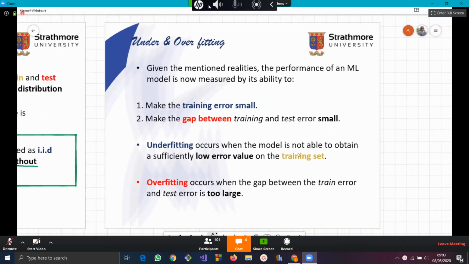So back to under and overfitting. What do we want? Given the mentioned realities, the performance of a model is measured by, number one, a small training error. It must reduce in every training iteration. Number two, make the gap between the training and the test error very small.